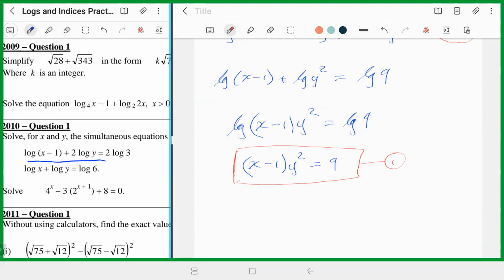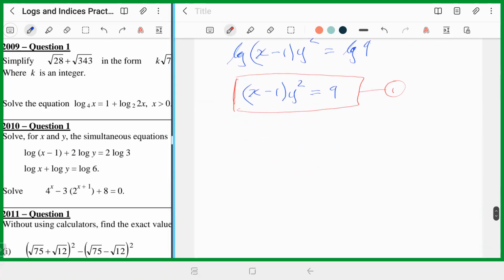We need another equation from the second one. This is pretty easy. For the second one, we have the log of x plus the log of y equals the log of 6. This side becomes the log of xy. So we get the log of xy equals the log of 6, which means that xy equals 6. Xy equals 6. Alright? So since xy equals 6, this is my second equation.